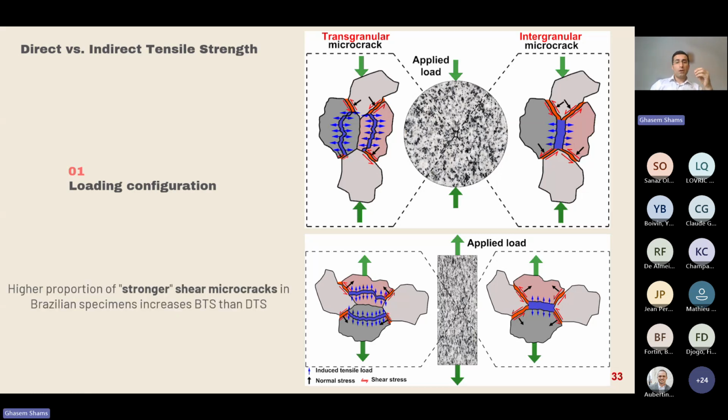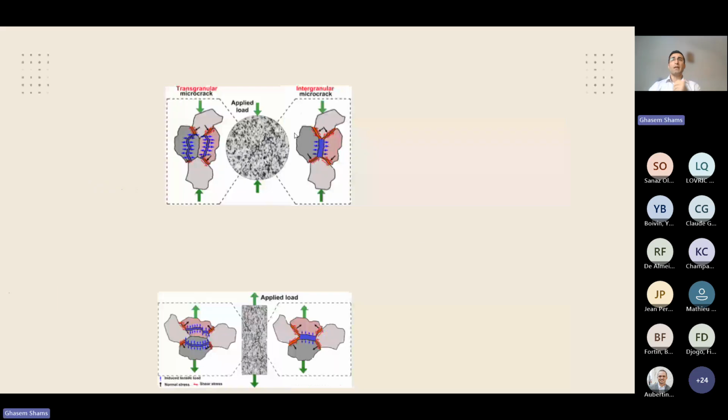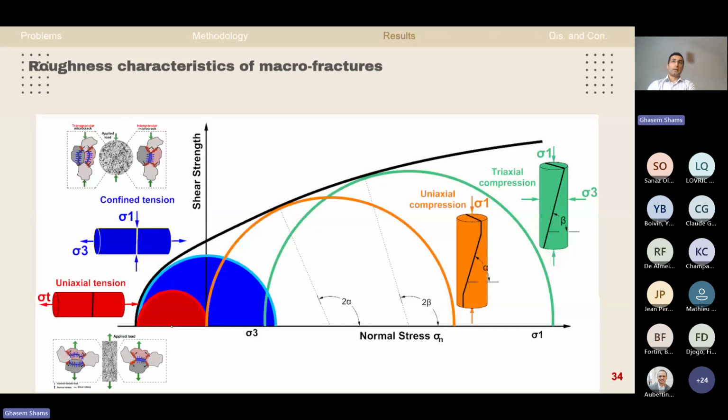Therefore, we can say that the higher proportion of stronger shear microcracks in the Brazilian specimen, than in a specimen tested under direct tensile load, explains the difference between the tensile strength obtained from the Brazilian test and that obtained from the direct tensile test. And I want to explain this in another way. Most of you probably know this graph. It shows the typical failure modes of rocks in terms of Mohr circles and the Mohr-Coulomb envelope.